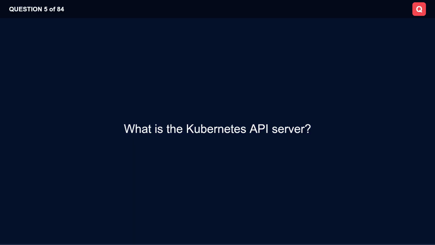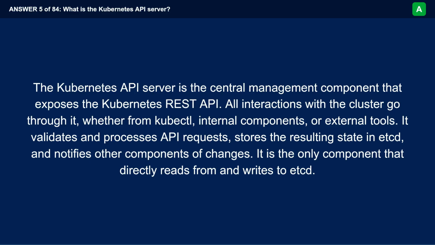What is the Kubernetes API server? The Kubernetes API server is the central management component that exposes the Kubernetes REST API. All interactions with the cluster go through it, whether from kubectl, internal components, or external tools. It validates and processes API requests, stores the resulting state in etcd, and notifies other components of changes. It is the only component that directly reads from and writes to etcd.